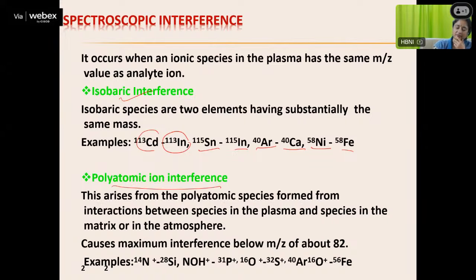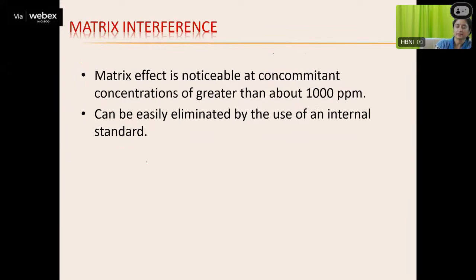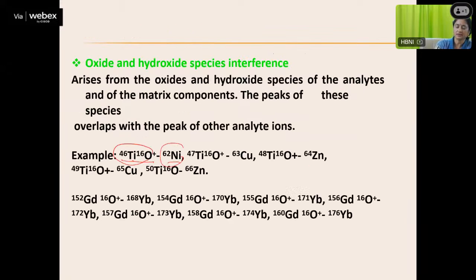Now there are polyatomic ion interferences also. Whenever you are passing through a plasma, ICP is normally an argon plasma, and your solution contains oxygen and hydrogen, because it is an aqueous solution. So this type of species can form. You can see argon oxide, the total mass is 56, which can very well coincide with iron 56. So these are the polyatomic ion interferences. Oxide and hydroxide interferences are also of similar type, like any other component present, say titanium and nickel. You are analyzing nickel, but if it is a titanium alloy, then titanium oxide will very well interfere with nickel. Like that, other things are also there.